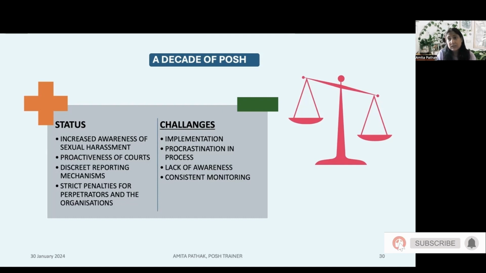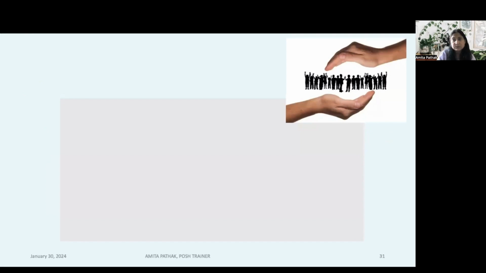all the organizations. Organizations are now very much aware that implementation of POSH is very mandatory as per the statutory compliance. And women, being part of the workforce of the organization, should be safe and secure in that organizational place. The workplace should be safe and secure, and there should be clear communication about whom to complain to in case of sexual harassment. So these are the status and challenges with respect to the decade of POSH.